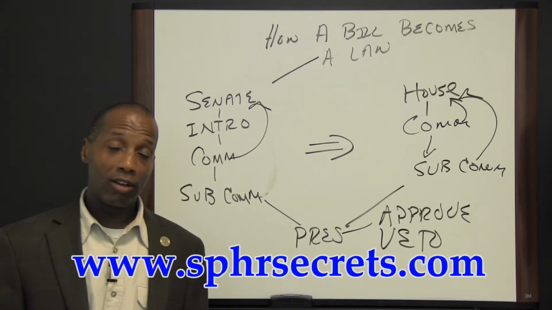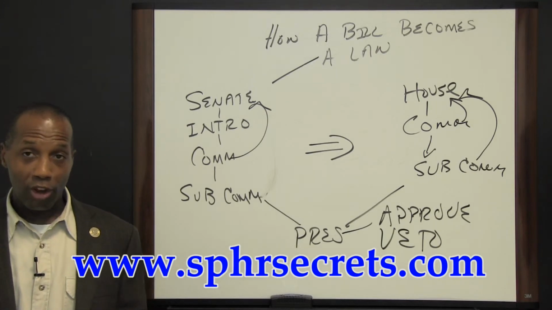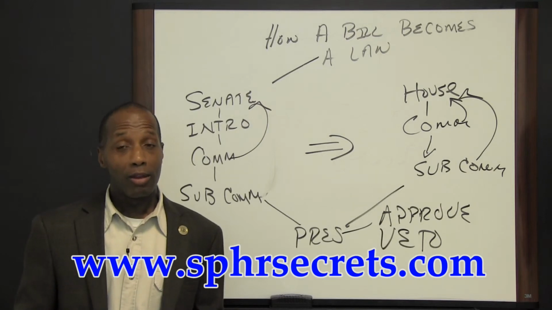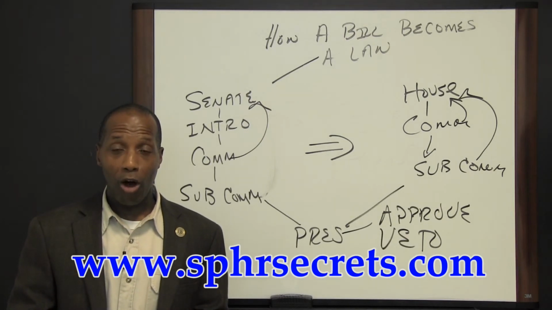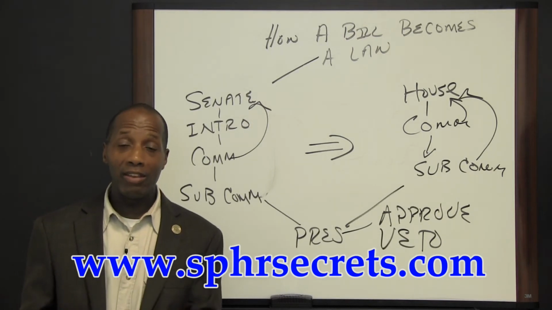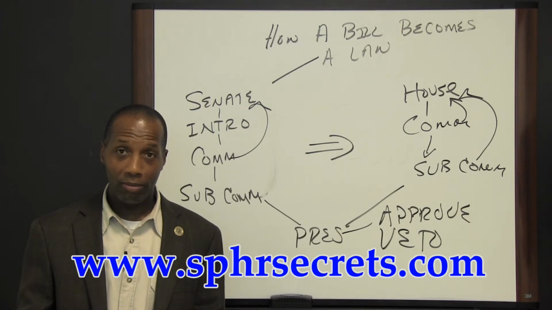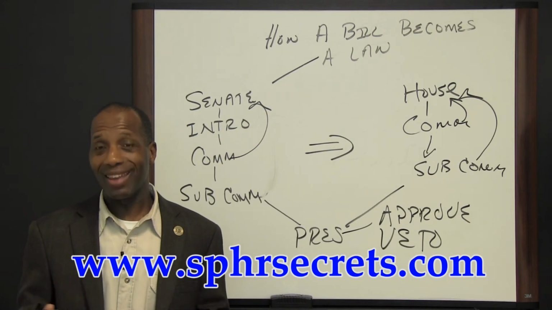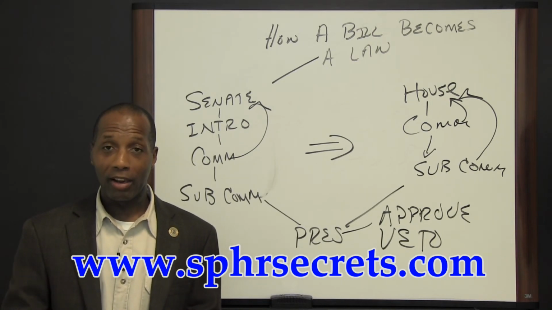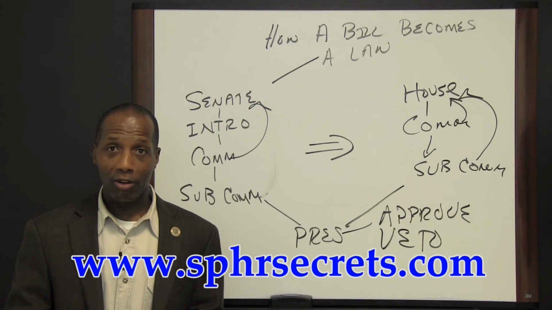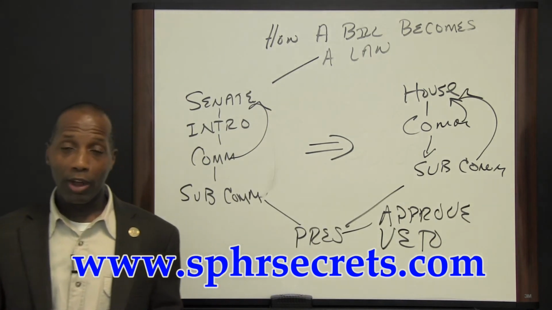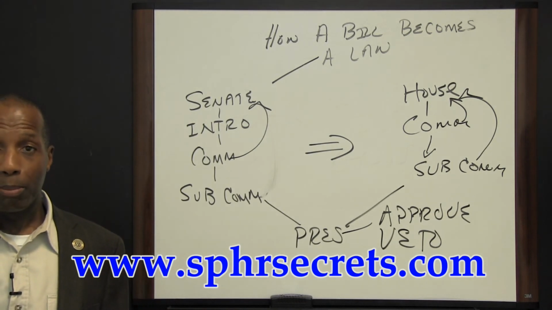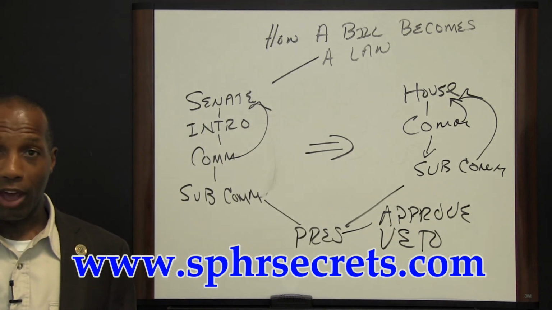However, if the president does nothing, takes no action while Congress is still in session for 10 days, the bill automatically becomes law. If Congress leaves and the president takes no action for 10 days, then what happens is what we call a pocket veto. The bill is automatically vetoed and it's sent back to Congress. So real quickly, in a review fashion, that's how a bill becomes a law out of the United States Congress.